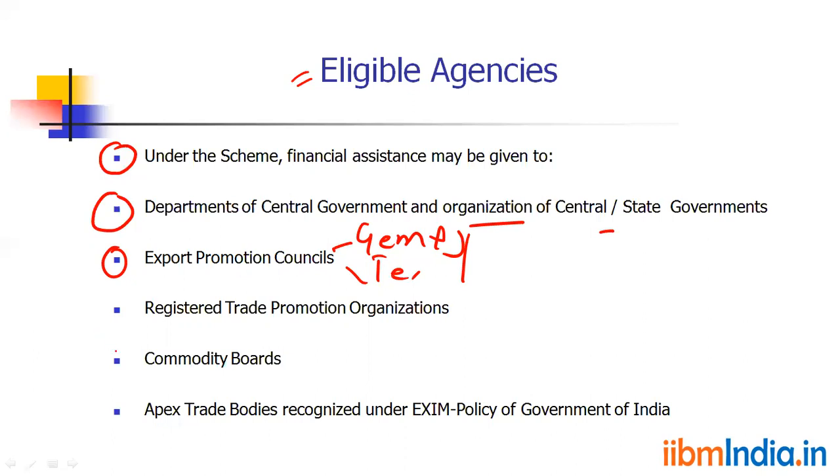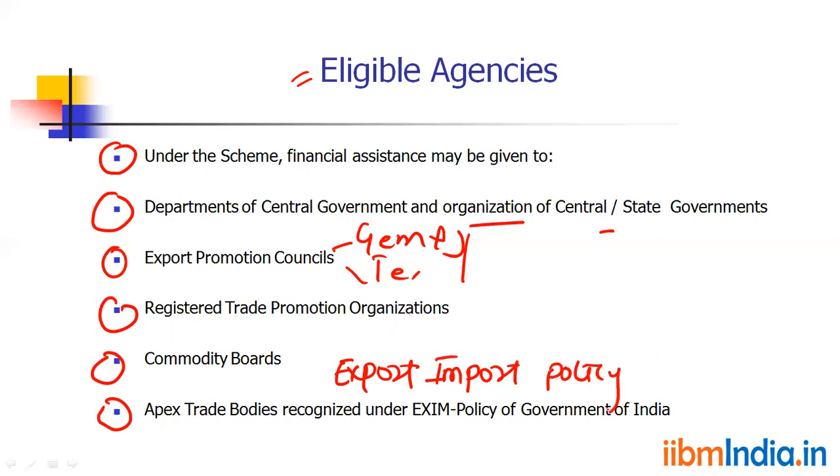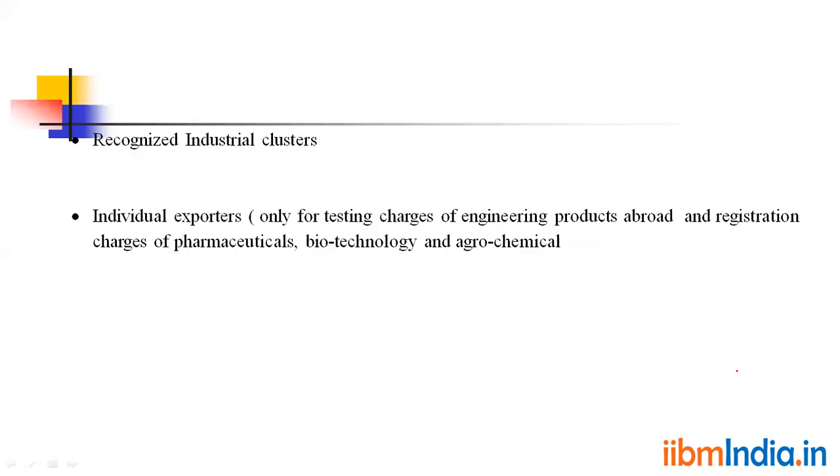Registered trade promotion organizations, registered TPOs, commodity boards, we have different commodity boards also. Apex trade bodies recognized under the EXIM policy of Government of India. EXIM stands for the Export Import Policy of India. So apex trade bodies recognized under the EXIM policy of Government of India. Recognized industrial clusters.